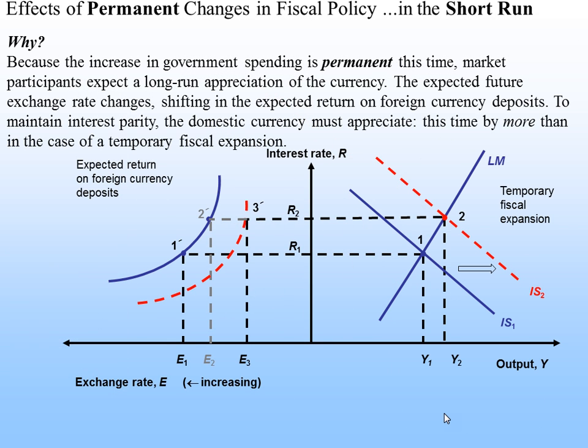Because the increase in government spending is permanent, though, market participants are now expecting a long-run appreciation of the currency, and their expectations can actually change immediately. But anyway, the expected future exchange rate changes. It shifts the expected return on foreign currency deposits in. And to maintain interest parity, the domestic currency has to appreciate, and if it's permanent fiscal policy, it appreciates even more than if it's temporary.